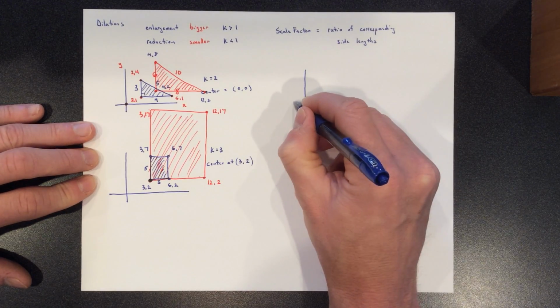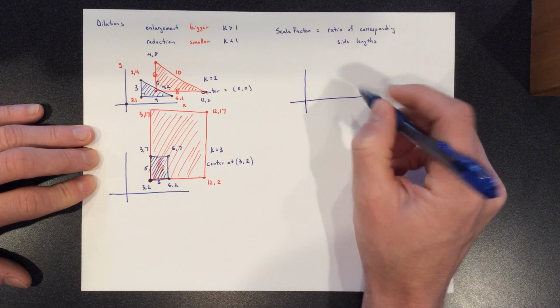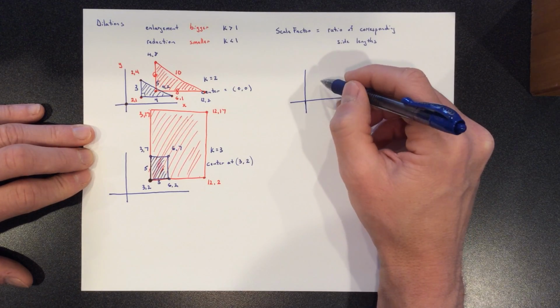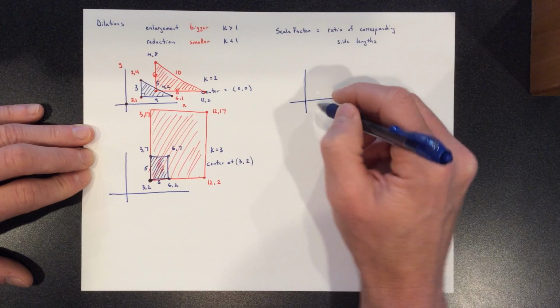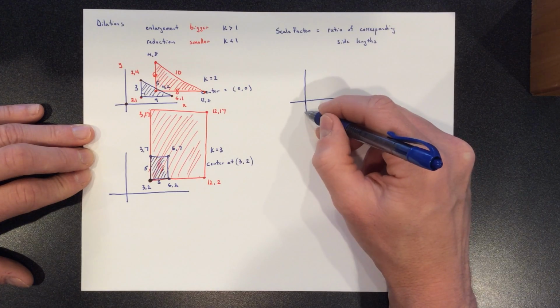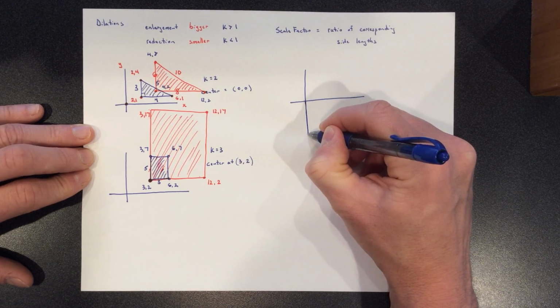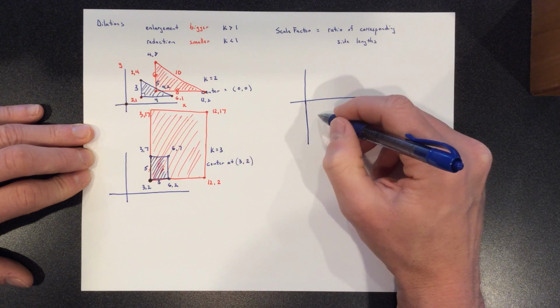Okay, let's make this one a real skinny triangle. How about, you know what? How about we put it over here? Who cares where we put it, right? Let's put it in this quadrant.